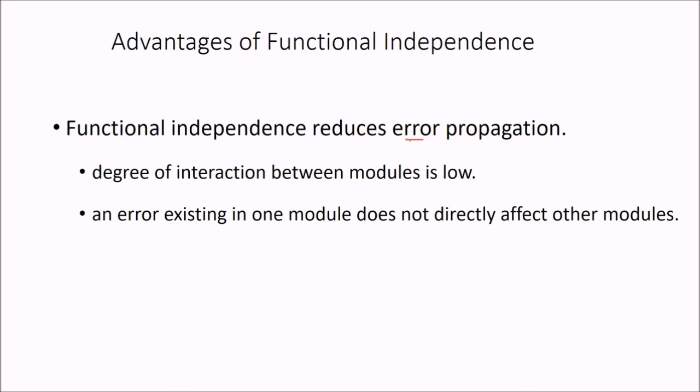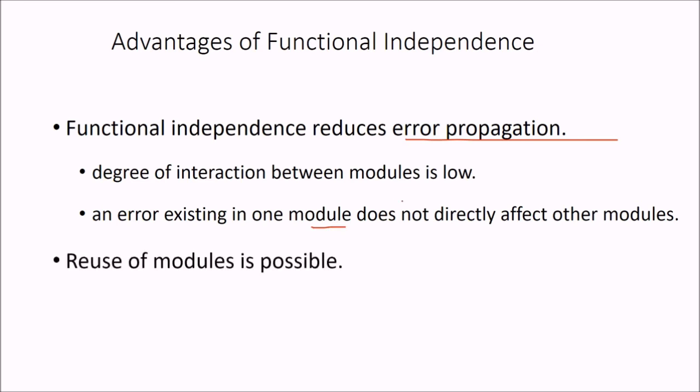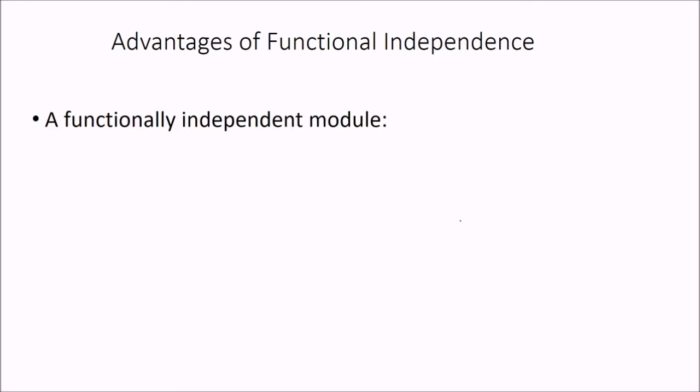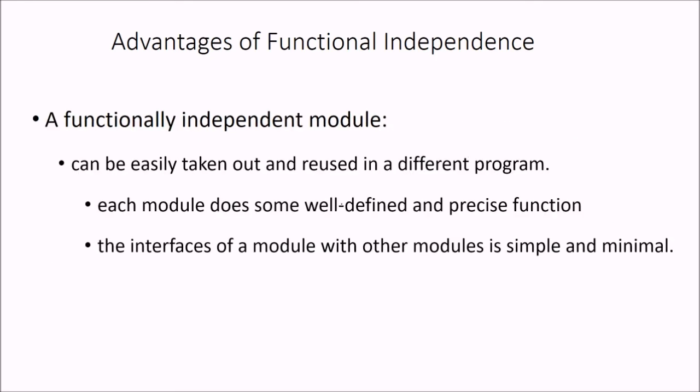How? The degree of interaction between modules is quite low. You don't have much interaction, and an error existing in one module is not going to affect the other modules. It may affect them, but not so much, and if they are functionally independent, it will not. And if they are functionally independent, you can reuse the modules as and when required. A functionally independent module can be easily taken out and reused in different programs. This is how we achieve reusability. Each module does some well-defined and precise function, and the interfaces among the modules are quite simple, minimal and understandable.